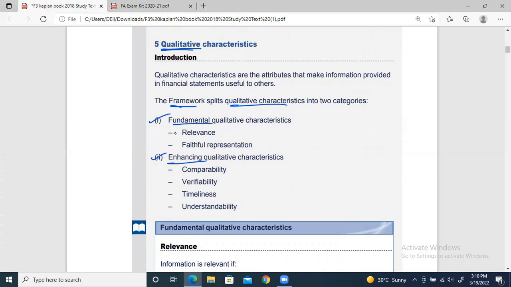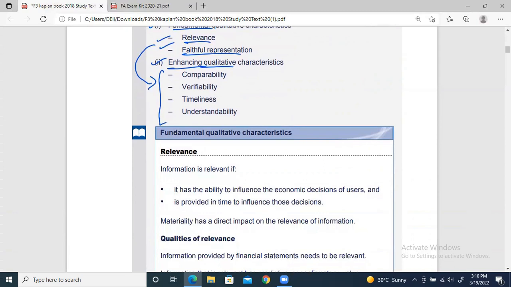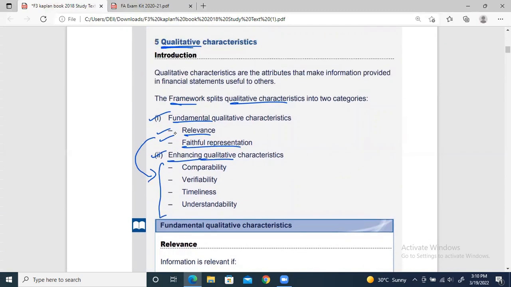And number two is enhancing qualitative characteristics. Enhancing means that yes, these two need to be there, but to enhance this, just as a top up, these four should also be there. Okay, so I hope you understand the word. Now the first one is relevance, then faithful representation. These both are fundamental. We will be studying the detail of these in this box, which has a lot of detail of definitions, right? Then the enhancing ones are comparability, verifiability, timeliness, and understandability. So ideally we just need to understand them, right? We don't have to learn anything, but even if you don't read them from here, you should know that they are very simple.